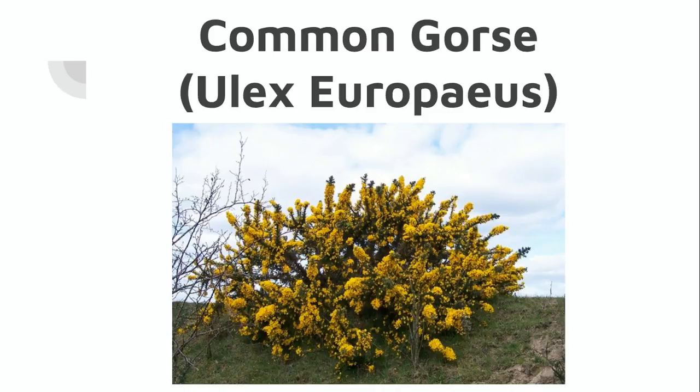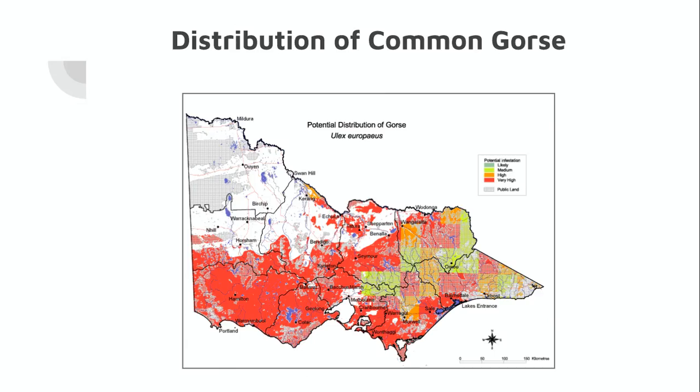The common gorse is an invasive species of plant native to areas of Western Europe and Northern Africa. It has infiltrated and is currently found in areas of South America, New Zealand, and Australia. It has been classified as an invasive species due to its aggressive dispersal of its seeds. Gorse was introduced to Australia and New Zealand in the mid-19th century.